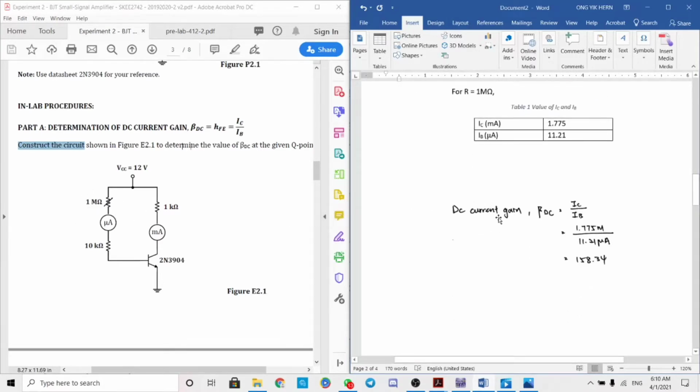So we can get the DC current gain, beta, is equal to 158.34.